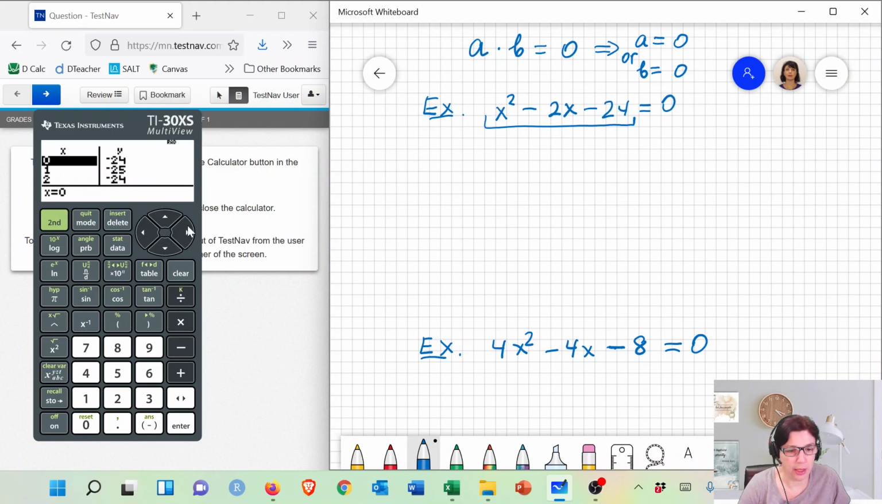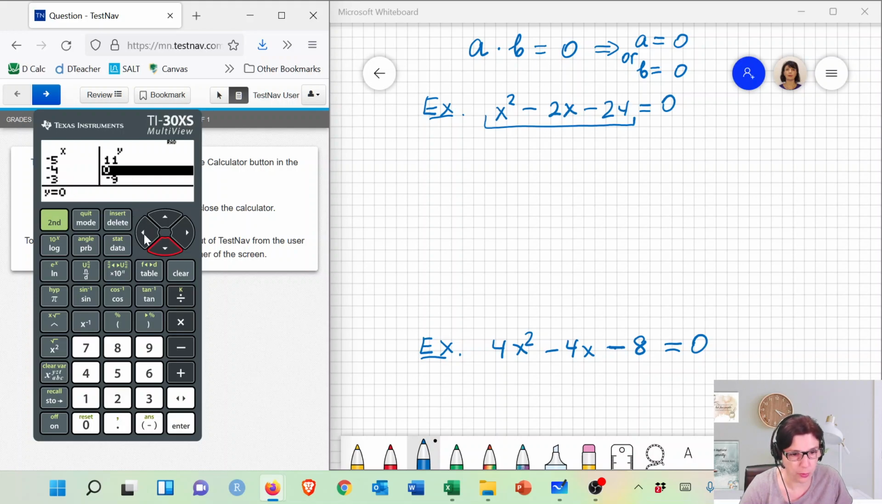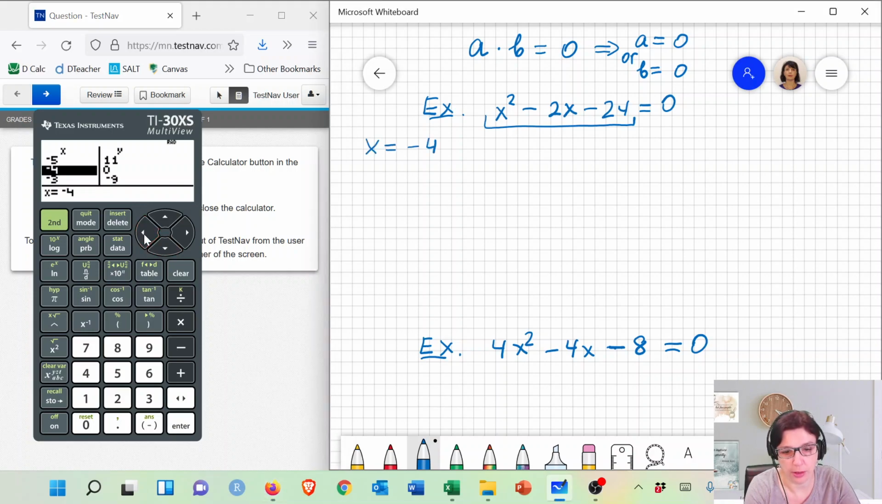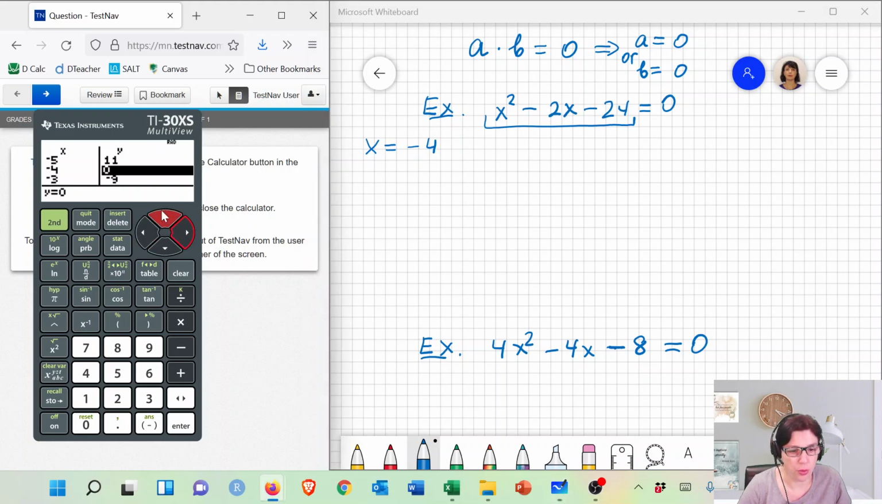You can then go up and down using the arrows. I would switch to y's, and if you can find a 0 on the y's, that's what you're looking for. Right here, I already know that 0 on y's happens when x equals negative 4, so that's one of the answers. If I continue scrolling up, the numbers are just going up, so they're unlikely to go to 0. So let me try the other side. As I keep scrolling, at some point I hit this other 0, and I see that it happens at x equals 6.